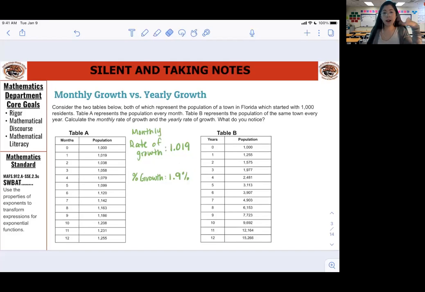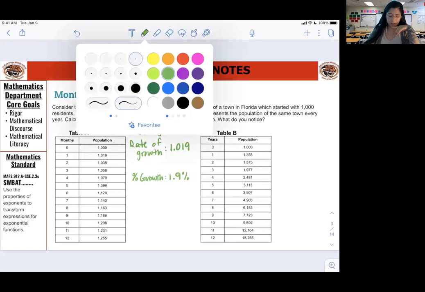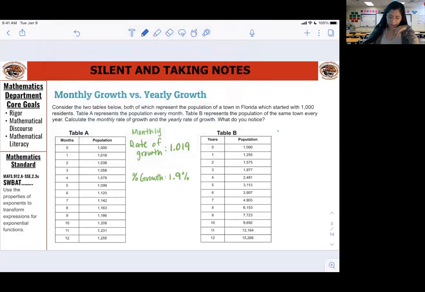Okay. So now I want you guys to go do the same exact thing with table B. Find the rate of growth, and then from that, figure out what was the percentage of growth. And we're just going to compare and see what's different and talk about it.